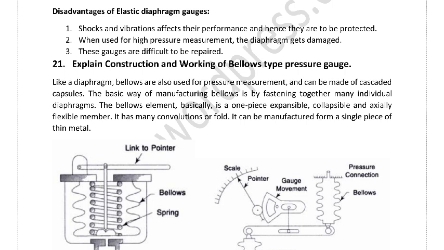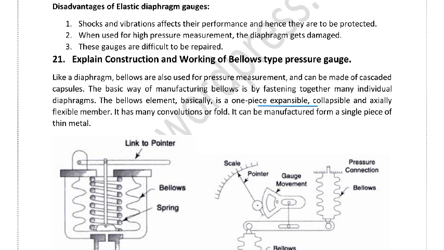The basic way of manufacturing bellows is fastening together many individual diaphragms. A bellows element is basically a piece of expansible, collapsible, axially flexible member. It has many convolutions, meaning folds. It can be manufactured from a single piece of metal.